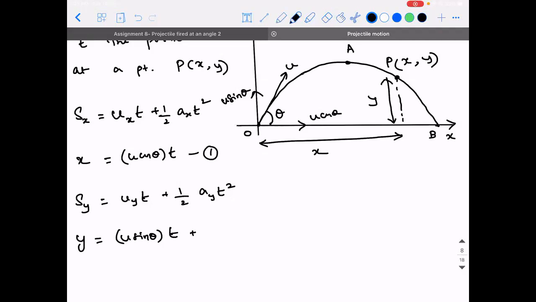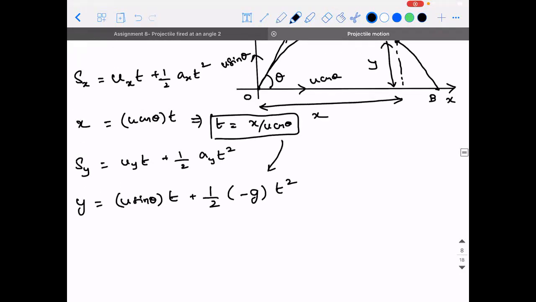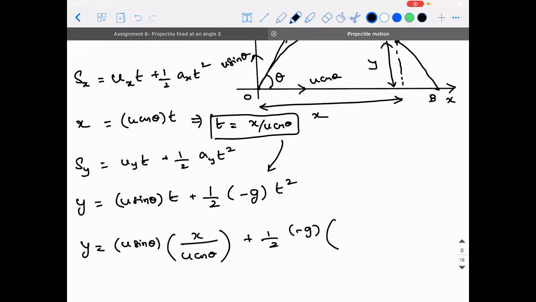Right. So, wait, we'll do one thing. From here, I can say t is equal to x divided by u cos theta. Right. So y is equal to u sin theta into t plus half into acceleration, which is minus g, into t square. Take this t and substitute it in this equation. You will get y is equal to u sin theta into t, which is x divided by u cos theta, plus half into minus g into t square.